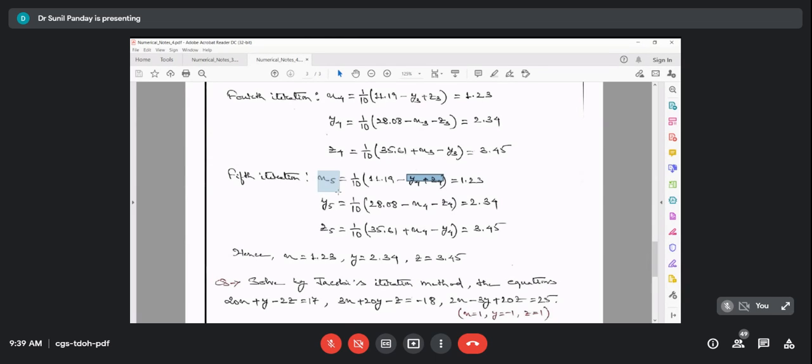But once we have x5 in this step, and now we are trying to calculate y5, to get y5 in the Jacobi method we are using x4 and z4. But in the Seidel method, we are not using this x4. Here we use the immediately updated value of x, which is x5. So instead of x4, we have x5.